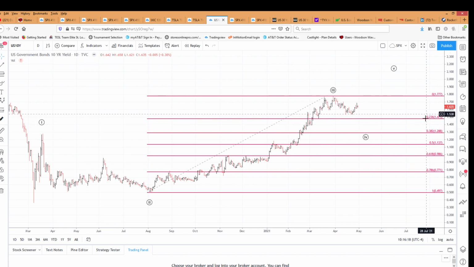Here our 236 is 1.475. The 382 is 1.288. 50% is 1.137, and a 618 is 0.986. We'll see how that plays out. So short term, we're looking at a wave 4 pullback in interest rates before we go up. The larger term, in multiple ways, including the 39-year bear market that ended in the year 2020 back here, has changed and interest rates are up.